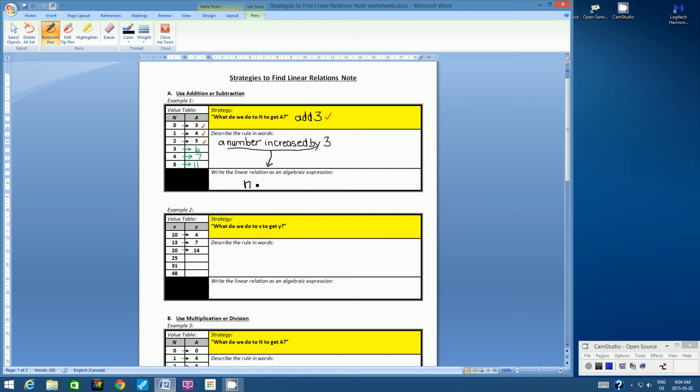Okay, so n stands for a number. So the algebraic expression here is n plus 3. So we've completed this entire question.